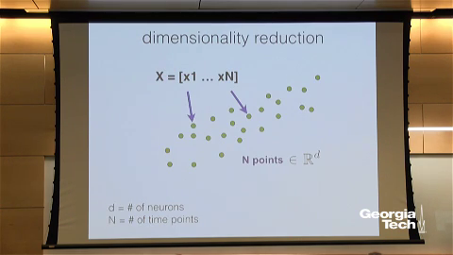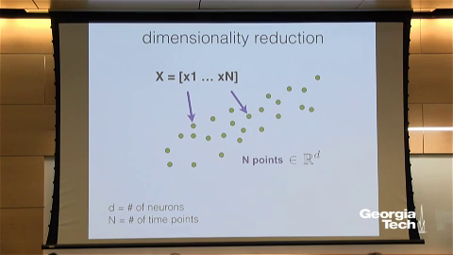So just to set the stage, the idea of dimensionality reduction, which I've alluded to, is that we can take a matrix which consists of these d-dimensional vectors, and there's n of them in this case. So we have d neurons, we have n time points. Each of these population dynamics vectors is a point in this d-dimensional space, and we have n of those points that chart out some sort of structure in this high-dimensional space.